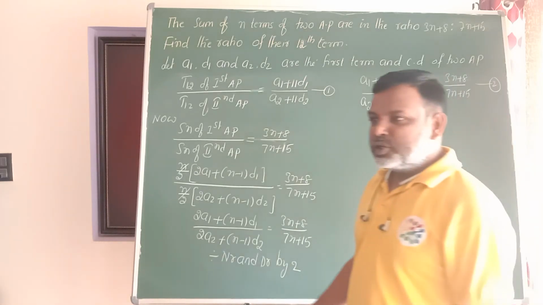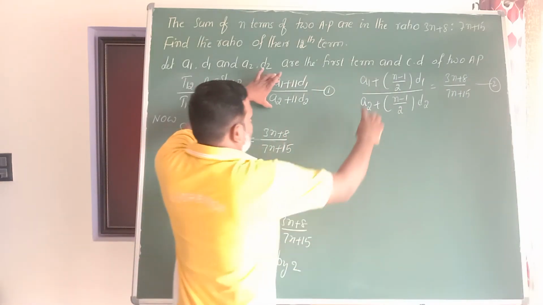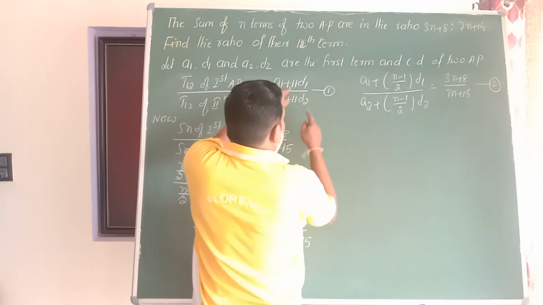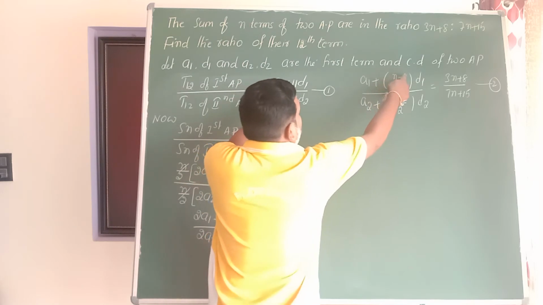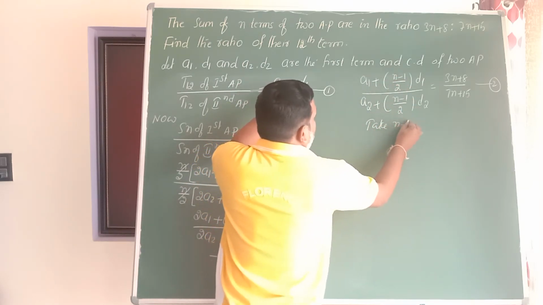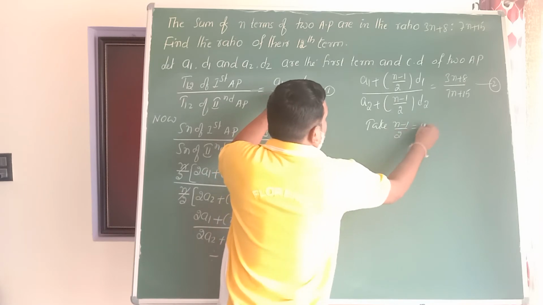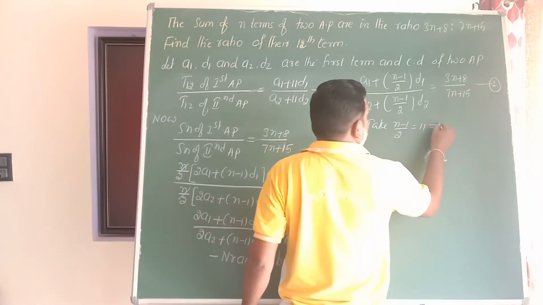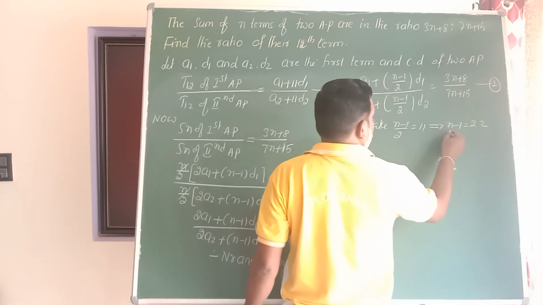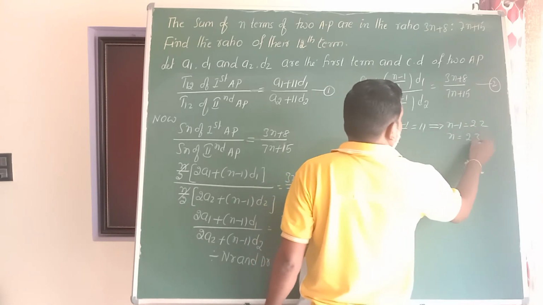Now compare equation 1 and 2. a1, a2, d1, d2, that's okay. But in place of 11, we have (n minus 1)/2. So take (n minus 1)/2 is equal to 11. That implies n minus 1 is equal to 22. Cross multiply, n is equal to 23.